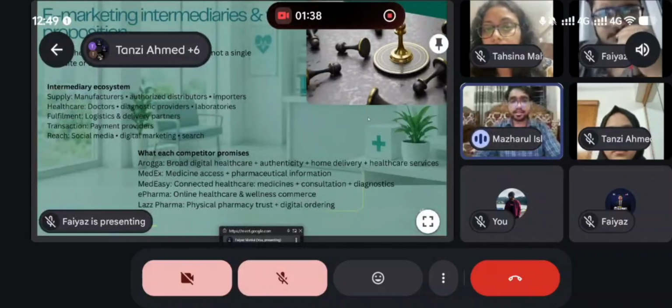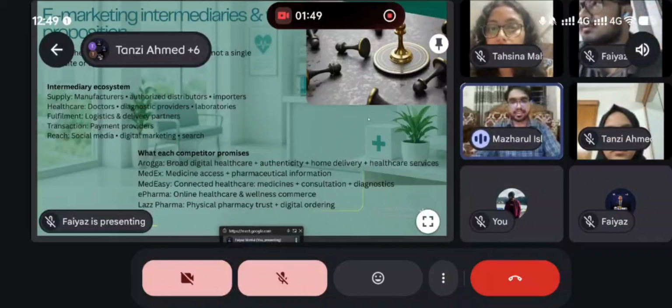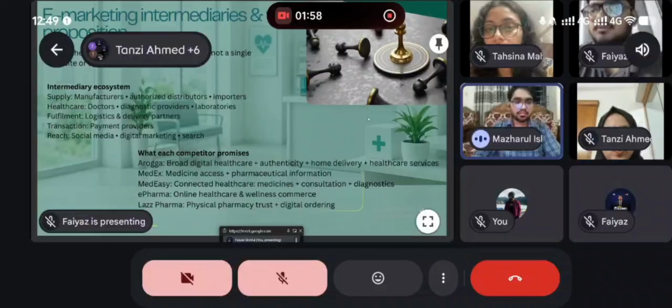Healthcare depends entirely on an ecosystem, not just a website or mobile application. On the supply side, Arogga works with manufacturers, authorized distributors, and importers to make products available easily. Healthcare providers such as doctors, diagnostics providers, and laboratories are also important parts of the ecosystem. For fulfillment, logistics and delivery partners deliver successfully. Payment providers support secure transactions. Arogga also depends on social media, digital marketing, and search to reach and communicate with customers.